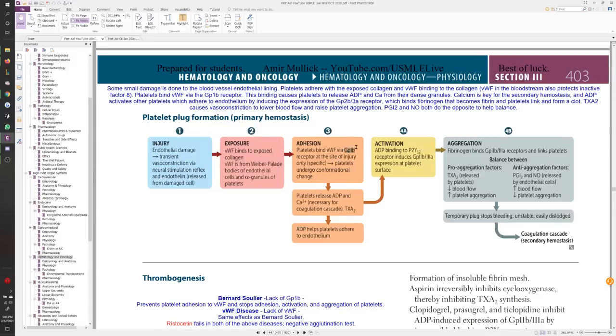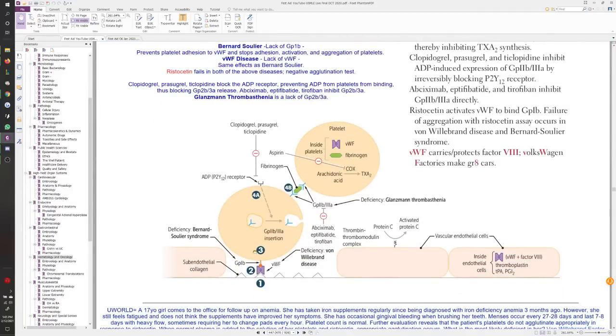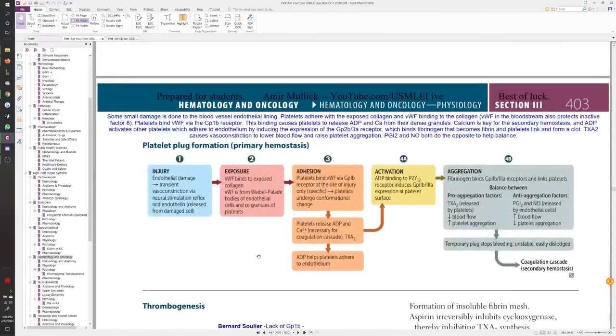GP1B only has one job. It's to connect, as you can see in this image right here at the bottom. GP1B is that red receptor that's on this big platelet. It has one job, is just to connect to von Willebrand factor. So of course in anyone who has von Willebrand disease, where they don't have von Willebrand factor, they won't have this primary hemostasis. It's not going to work too well.